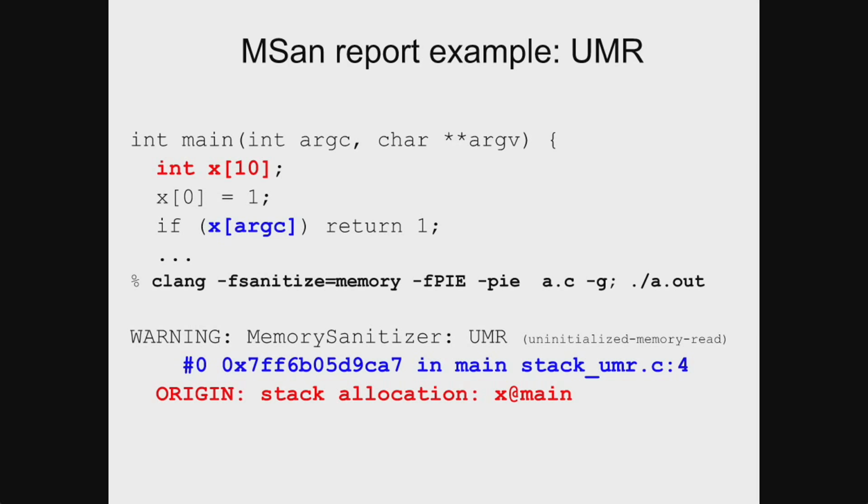Again, you compile the code with a special switch, and it will show you where the uninitialized access happened, and it will also show you where the memory was allocated, which was never initialized after. Okay, so how does it do?